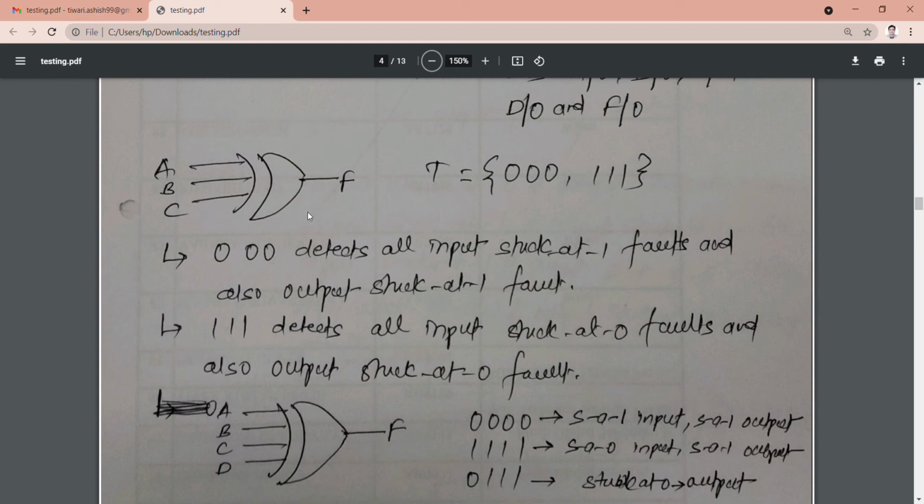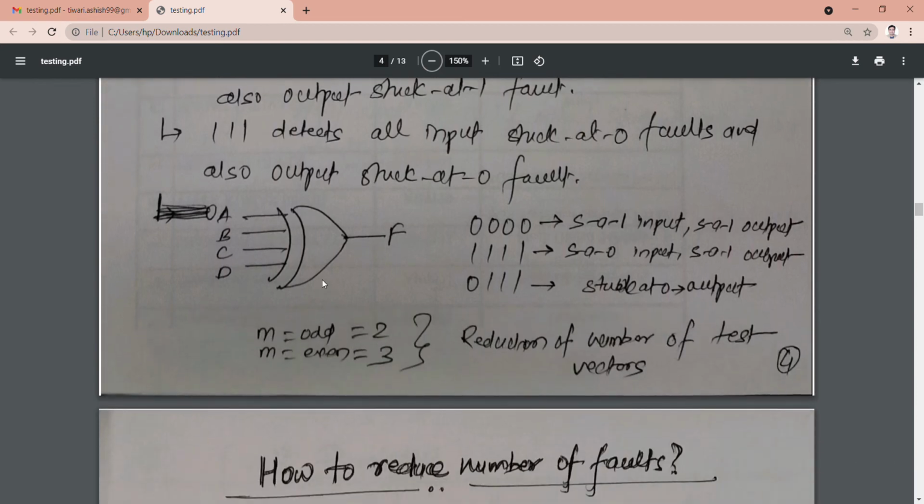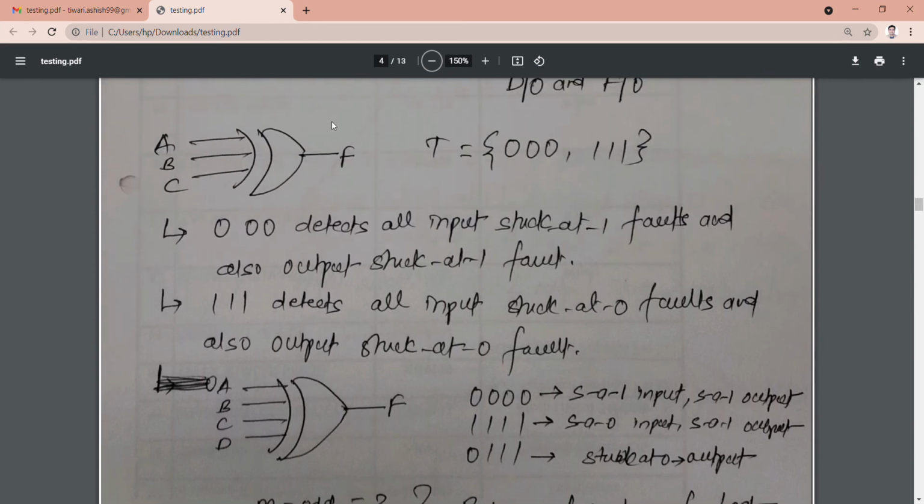So you can say that all stuck at 1 faults can be tested by applying logic 0, and similarly F stuck at 1 can also be tested. You can apply the logic I have already explained in the previous 2 cases. Okay, and here suppose there are 4 inputs. So this is a 4 input XOR. The earlier case was the 3 input XOR, and now we are taking the 4 input XOR. This is the odd input and this is the even input.